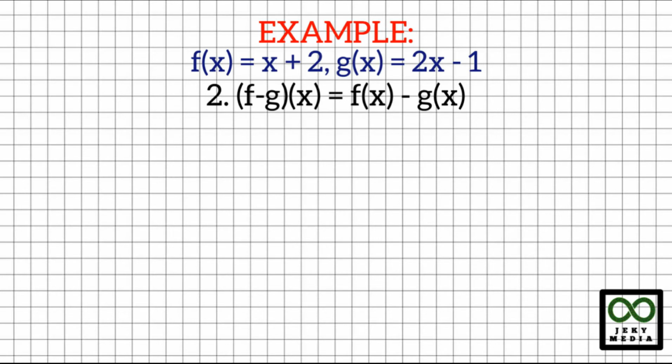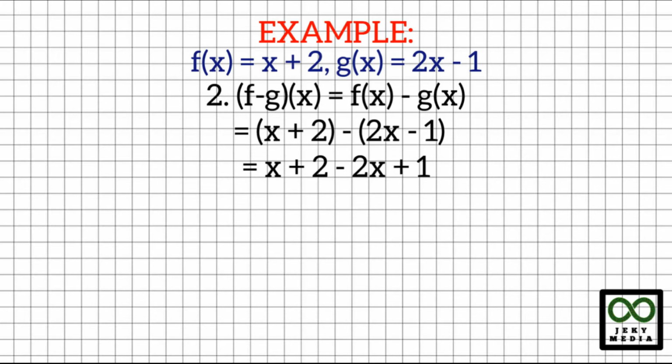Number 2. Let's have the form f minus g of x is equal to f of x minus g of x. Let's replace them with the given functions. f of x is x plus 2 minus g of x is 2x minus 1. Let's copy the function f of x, x plus 2, and change the sign of function g from positive 2x minus 1. This will become negative 2x plus 1.